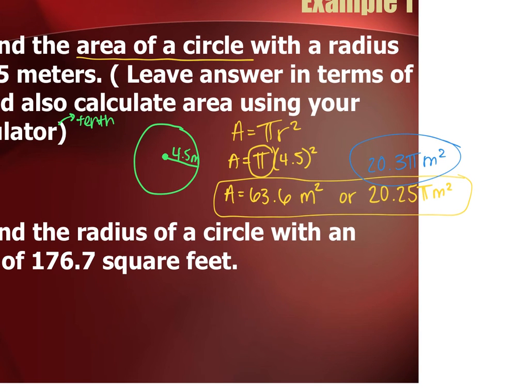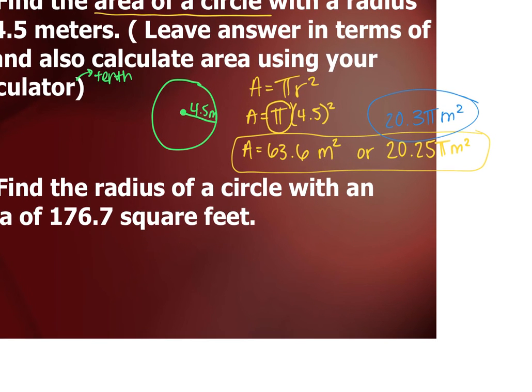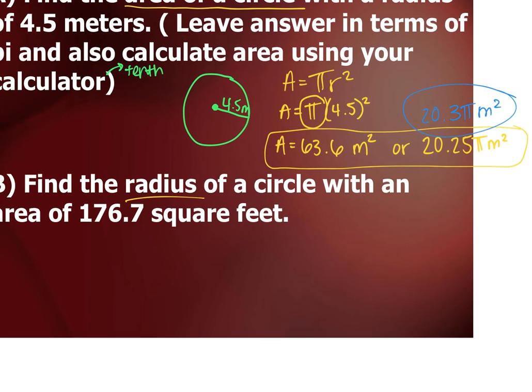All right. Now, the second part is not asking us to find the area anymore. It gives us the area. What are we looking for in the second one? The radius, okay? So we're going to use the same formula. Area equals pi r squared. But now I know that my area is 176.7 feet squared.